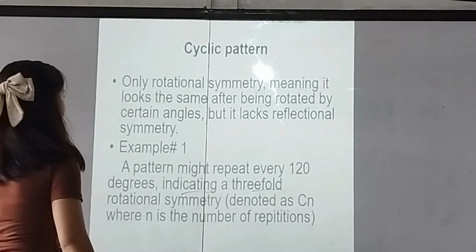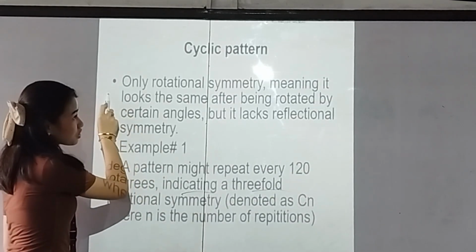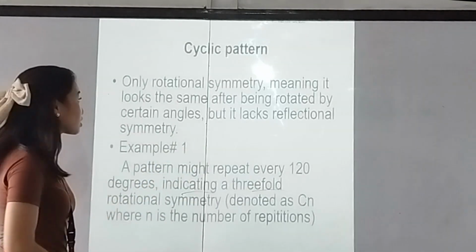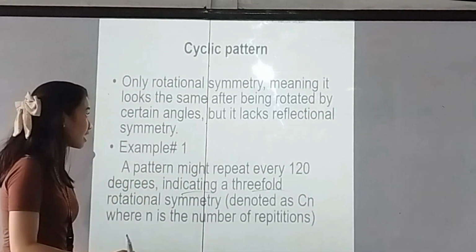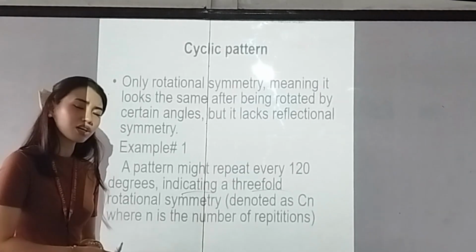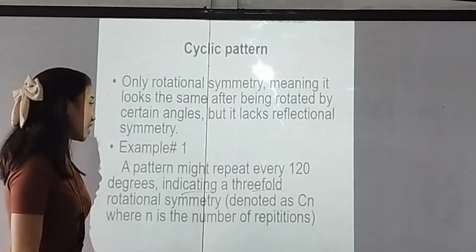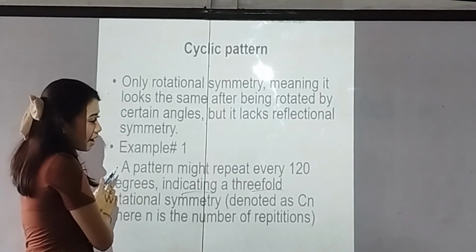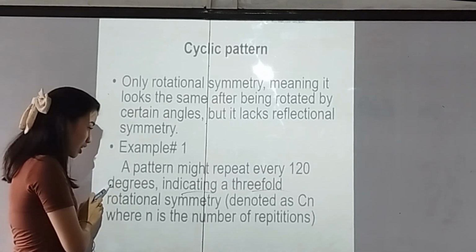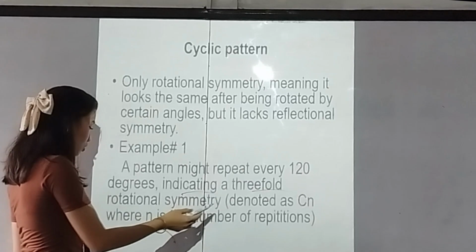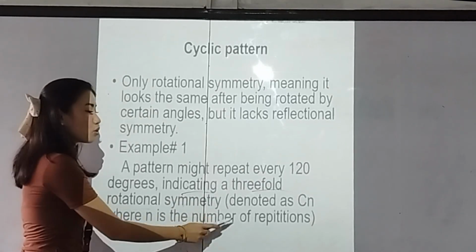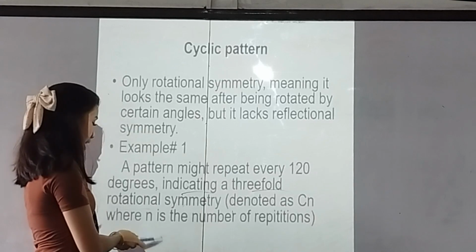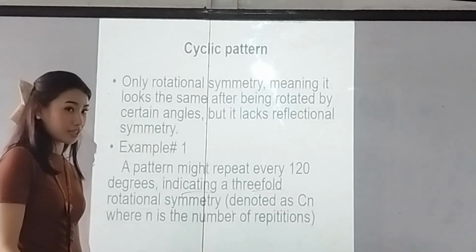Cyclic symmetry is only rotational symmetry, meaning it looks the same after being rotated by certain angles, but it lacks reflectional symmetry. A first example is a pattern that might repeat every 120 degrees, indicating a threefold rotational symmetry, denoted as Cn, where n is the number of repetitions.